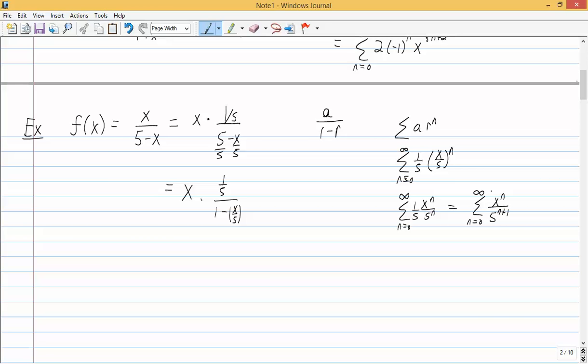Okay? And the only thing we have left now, that's for this part. And we have an x here that I brought out so that we could just deal with the geometric part. So just say x times this thing, and we have x to the first and x to the n. So my new power series is going to be x to the what? N plus 1.